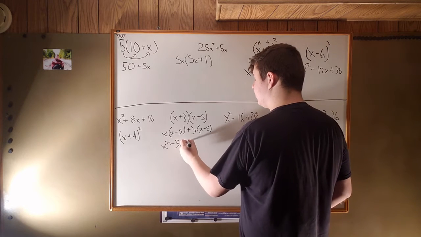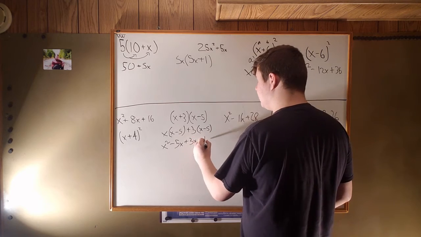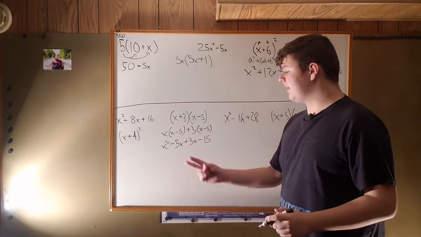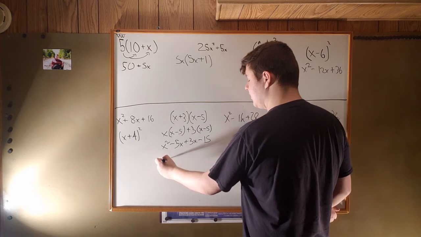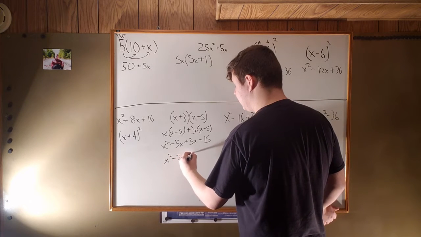3 times x is 3x. And 3 times negative 5 is negative 15. Then we can combine these two since they have the same terms. So we get x squared minus 2x minus 15.